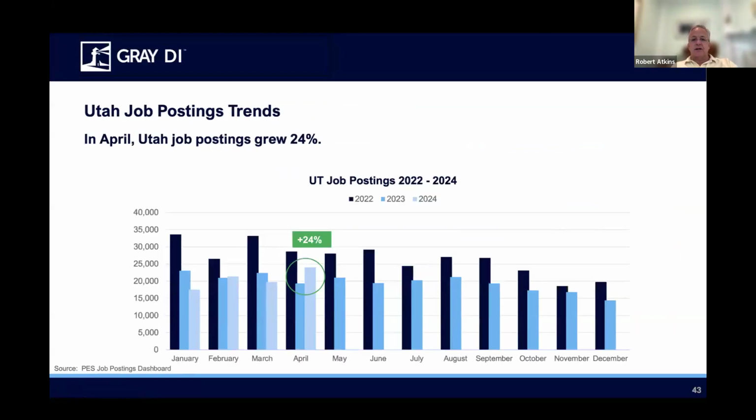Job postings, very healthy here. Again, up 24% versus a national average of 15%. But like the last one we looked at, a little erratic. This seems to be a 1-month spike. So we'll see whether it persists.